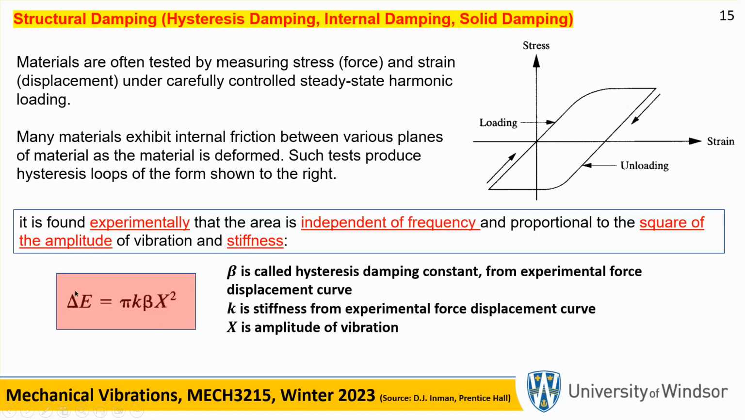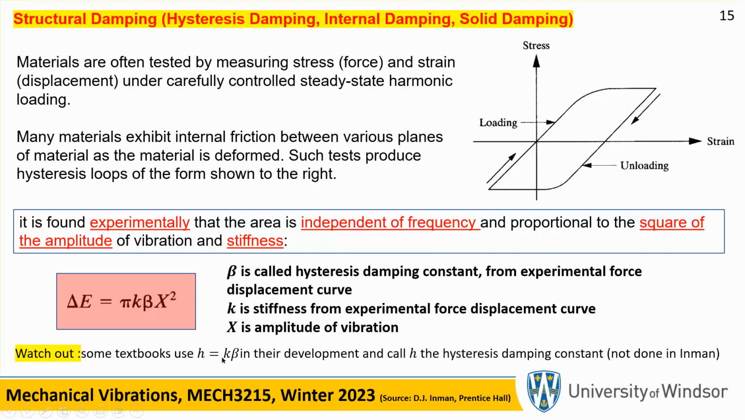So basically, experiment has shown that delta E, the area of this, is independent of omega, no omega here. Proportional to stiffness and big X squared. Proportional means that there is a factor beta here. This is called the hysteresis damping constant. If you know that area, you know the stiffness, basically the slope of that line, and you know the amplitude of the oscillation that you can actually record, you can find the value of beta, by the way. This is called the hysteresis damping constant.